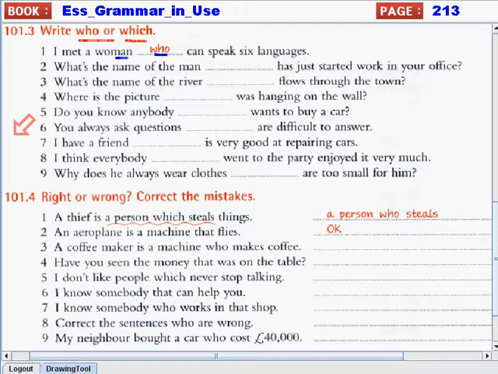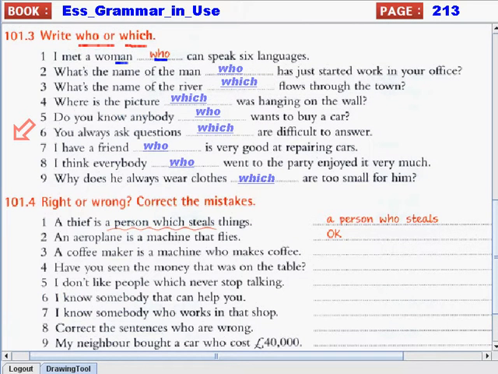Now, please do exercises or numbers 2 to 9 on your own while pausing the video. And when you're done, you can play it again for checking, okay? Let's start now. Now let's start checking your answers. But before that, I'd like to remind you that the word which is only used for things, okay? If we want to introduce things. Alright. Now let's have number 2.